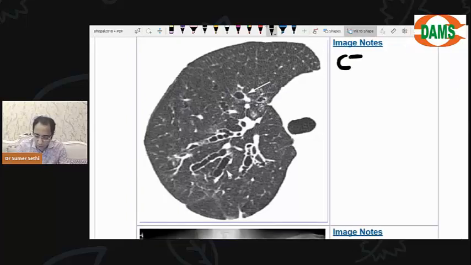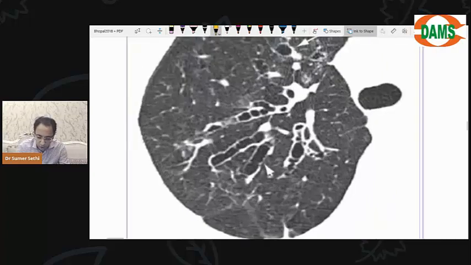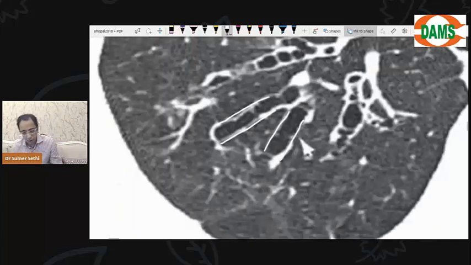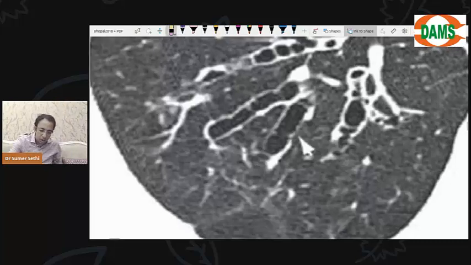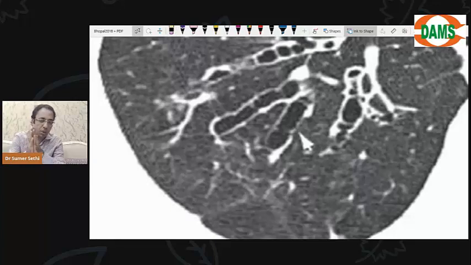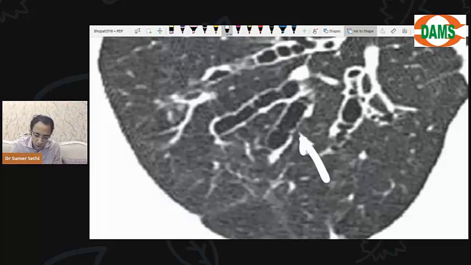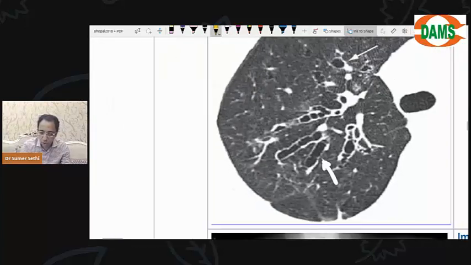This is a CT scan of the chest, CT scan of the lungs. I want you to look at the bronchi, and I want you to look at the walls of the bronchus. I'm zooming it. Do you think in the image that I am showing you, the bronchial walls are parallel to each other? Yes.